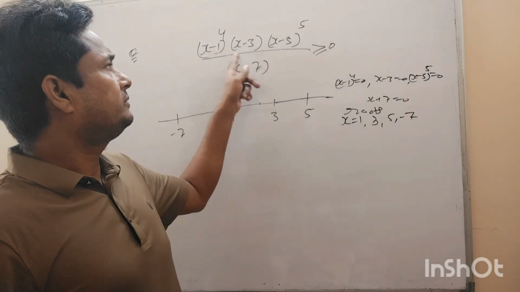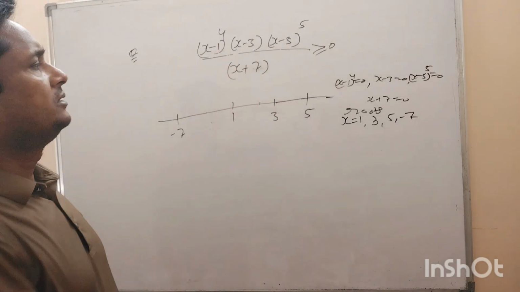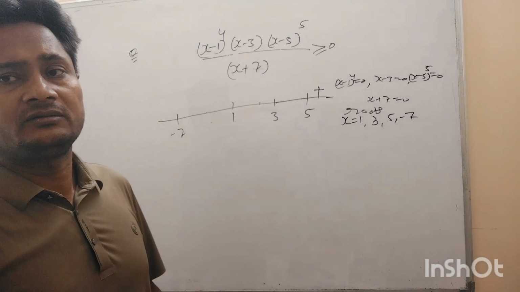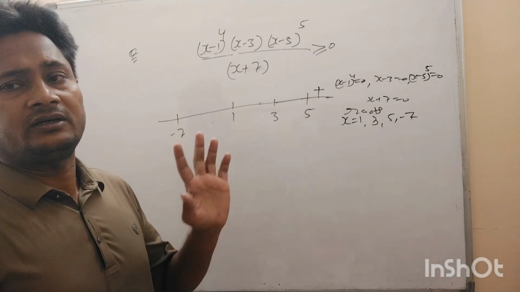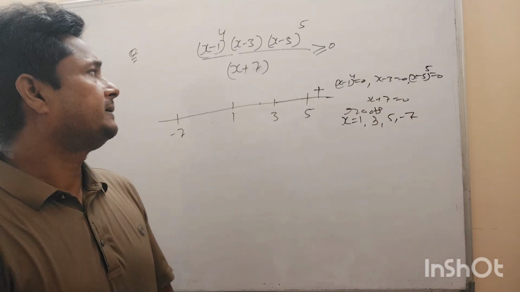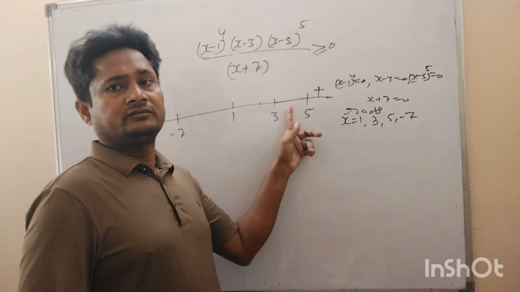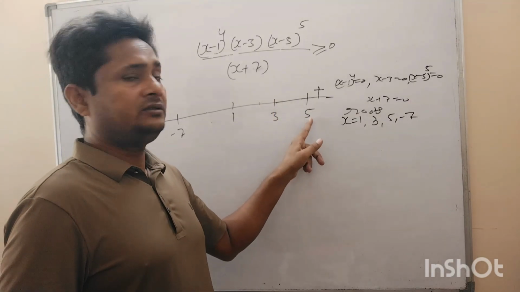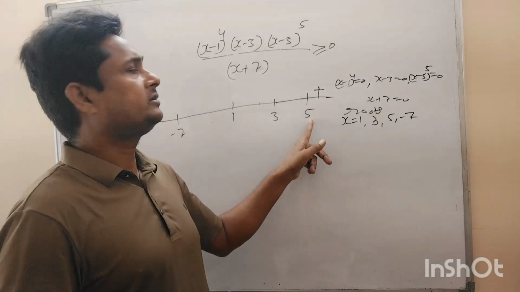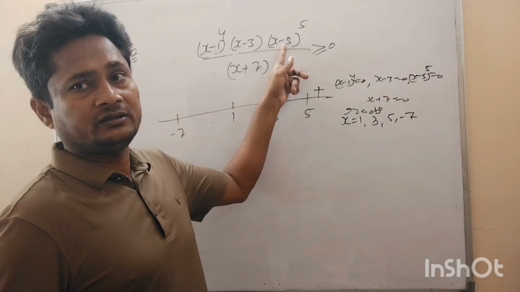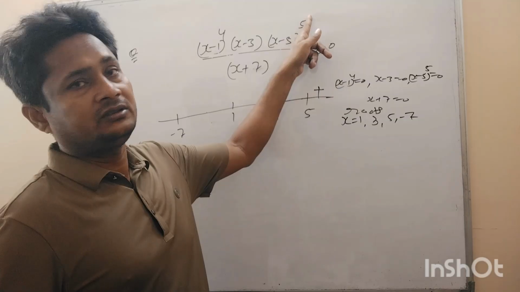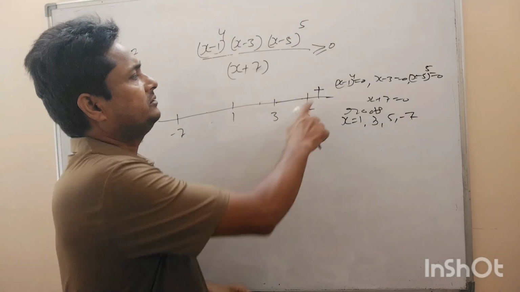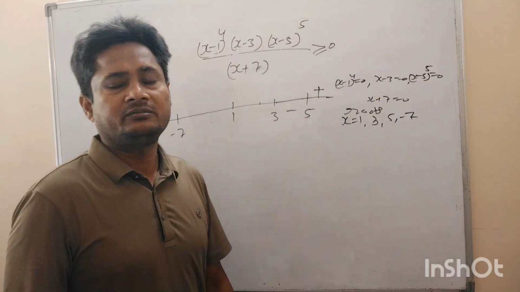The coefficient of x is already positive, so we have to make a positive sign here. First, in the rightmost interval, it should be a positive sign. After that, in this interval, what will be the sign? We have to check which factor the root is coming from. So 5 is coming from this factor, and its power is odd. In case of odd power, the sign will change. That means here it is plus sign, we have to make here minus sign.